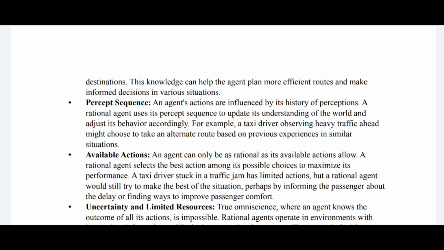So percept sequence means, think of an auto driver: they know what the conditions are outside, they interact with the environment, and they can make decisions too. They can only do the functions they are given. How much product there is, that much output we have to give. Likewise, a driver works like that.